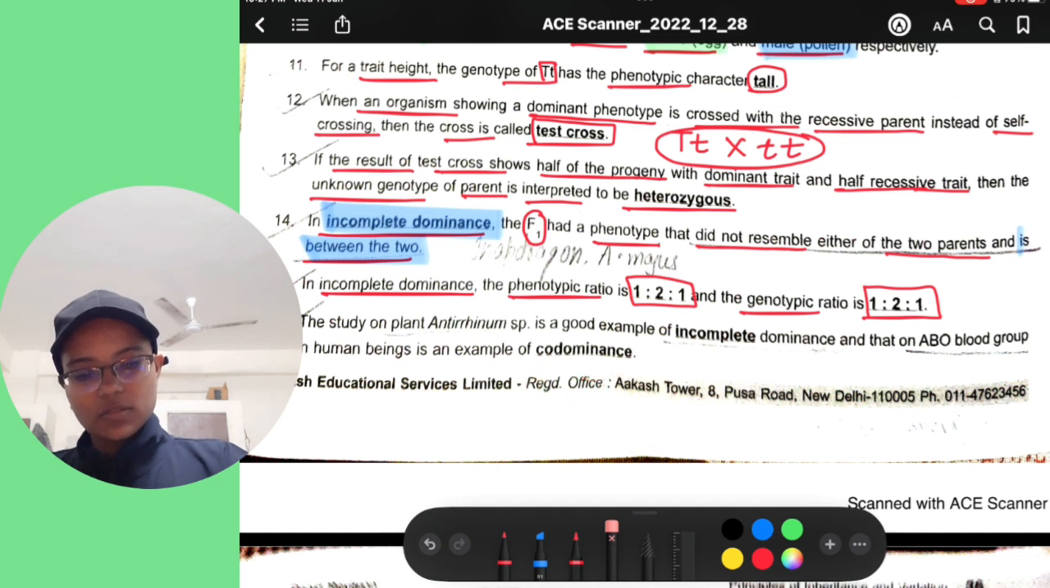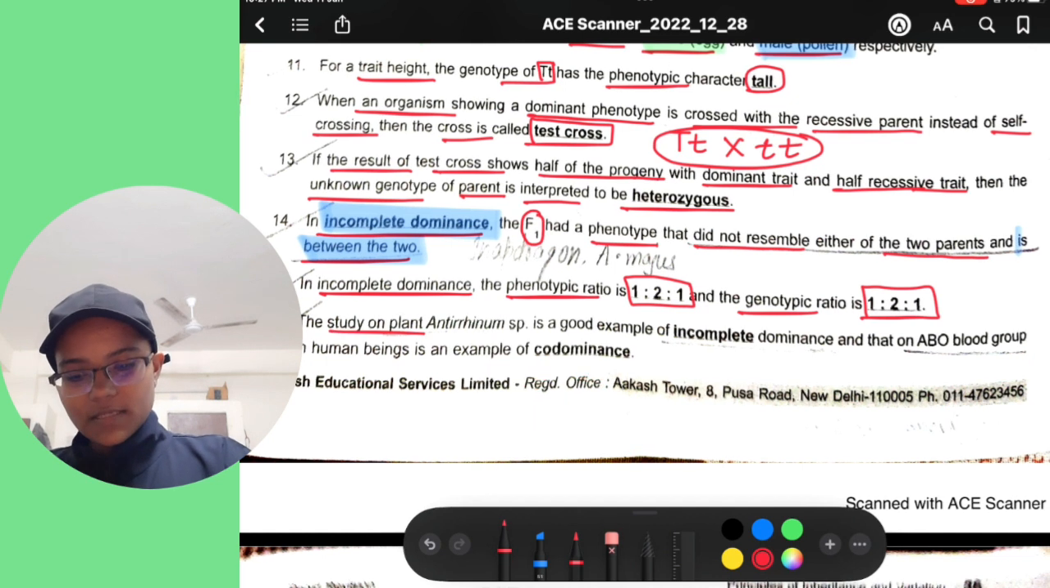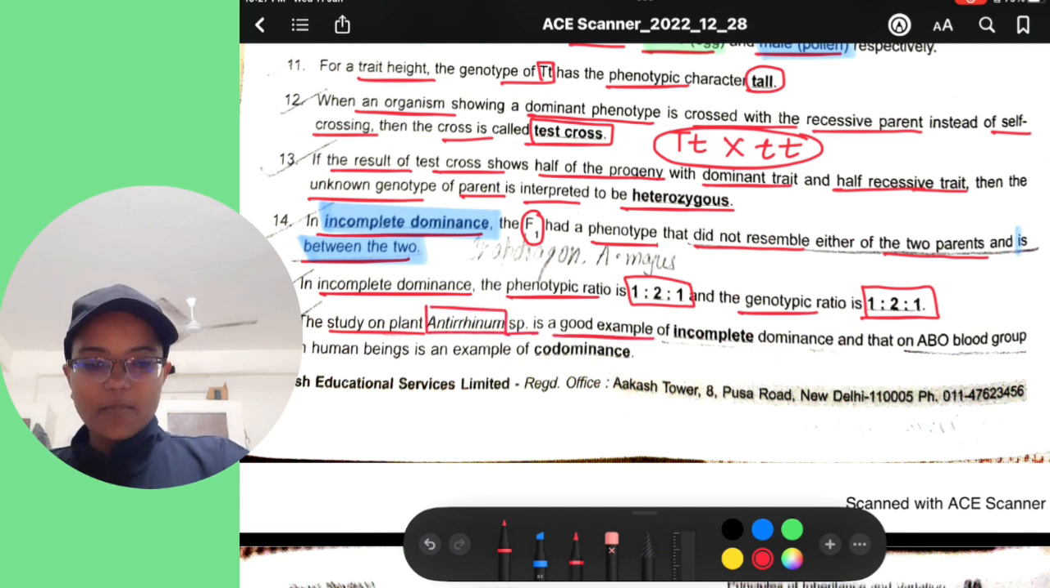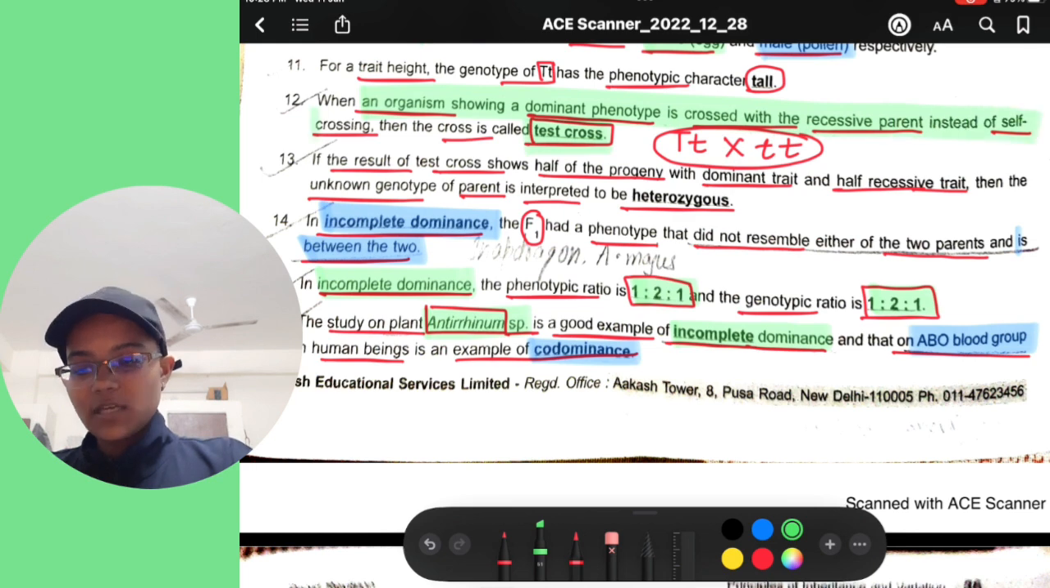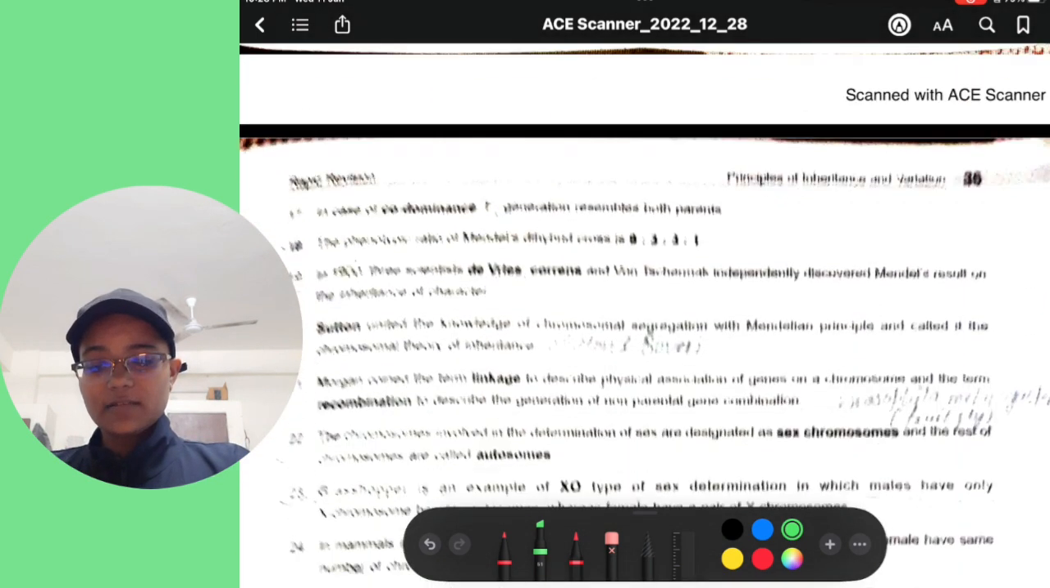A study on the plant Antirrhinum sp. is a good example of incomplete dominance, and that of ABO blood group in human beings is an example of codominance. The ratio is 1:2:1 in incomplete dominance. And learn the definition: when an organism showing the dominant phenotype is crossed with the recessive parent instead of self-crossing, then this is called a test cross.